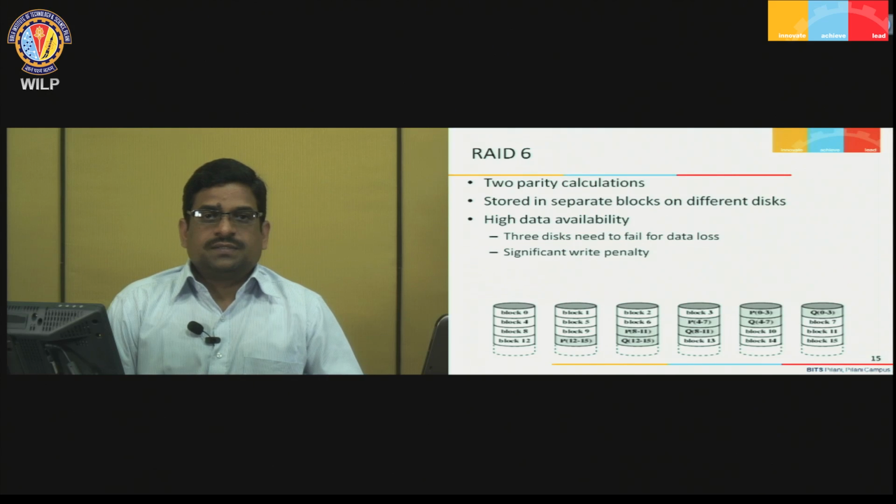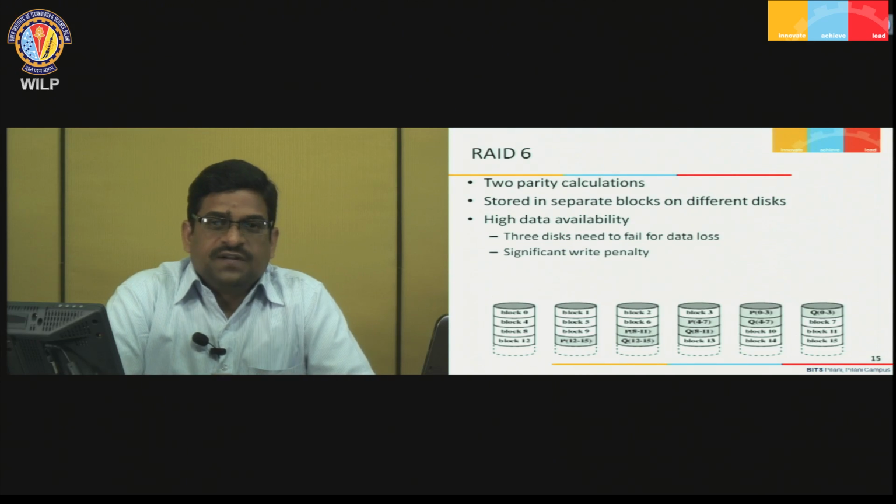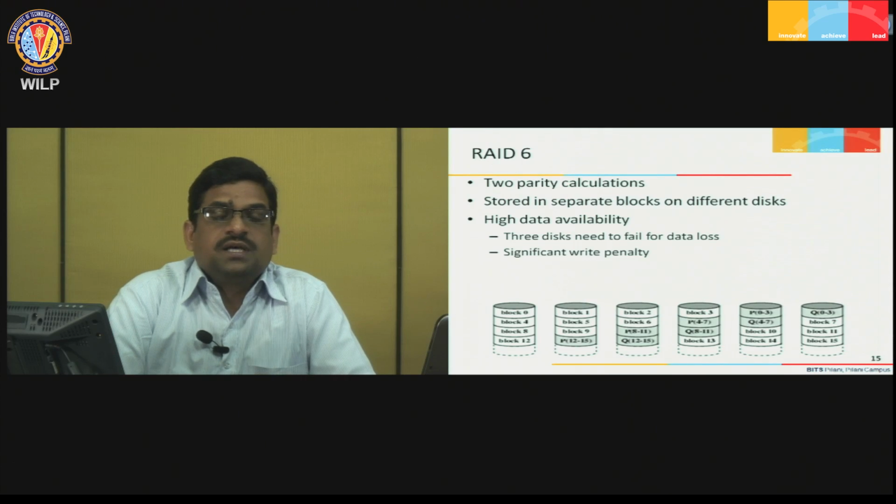So, in RAID 6, the difference between RAID 5 and RAID 6 is that in RAID 5 we calculate one parity information, and in RAID 6 we calculate two parity information, distributed across all the disks, not a single disk like in RAID 4 having the parity information. These two parity blocks are stored in separate blocks on separate disks. So, it provides high data availability.